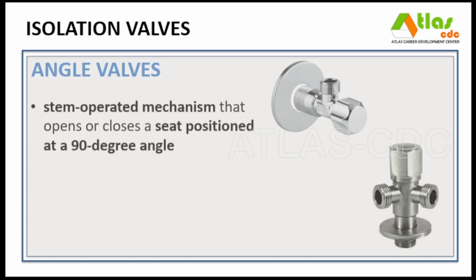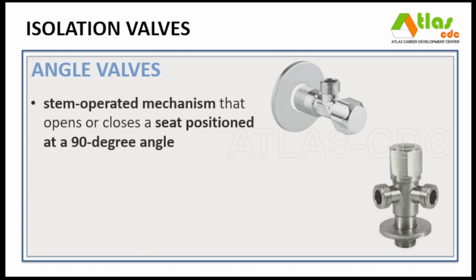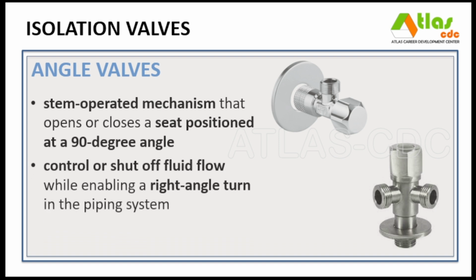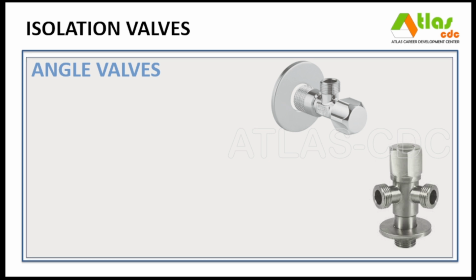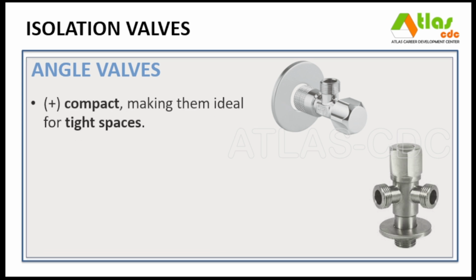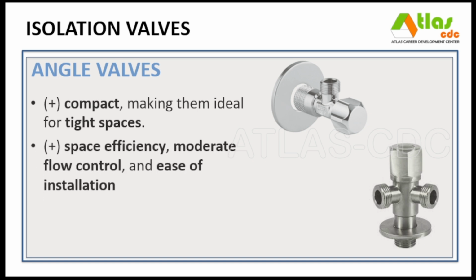An angle valve works through a stem-operated mechanism that opens or closes a seat positioned at a 90-degree angle, allowing flow to change direction within the valve body. Its function is to control or shut off fluid flow while enabling a right-angle turn in the piping system. Compared to other valves like globe or gate valves, angle valves are more compact, making them ideal for tight spaces.